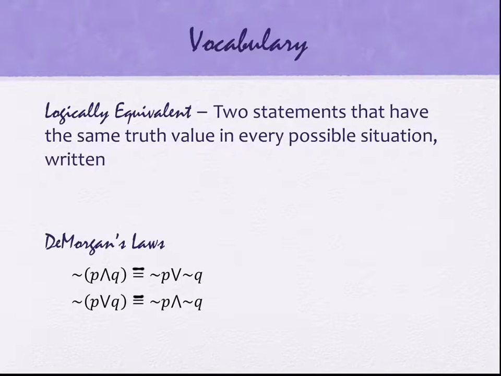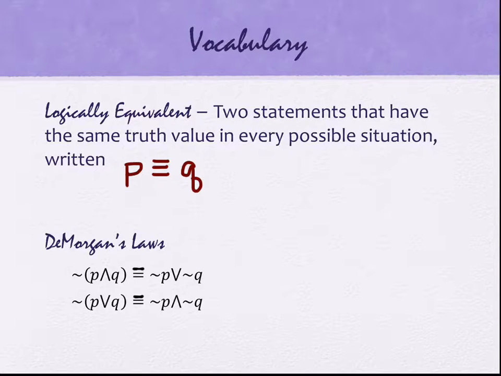All right, logically equivalent. Two statements are logically equivalent when they have the same truth value in every possible situation. The way that is written, let's say that you have the statements P and Q, is we would write P, then what looks like a triple equality symbol, Q. Okay, so they're not equal. It just means that they have the same truth value in the final columns. The columns match if you were to create them.